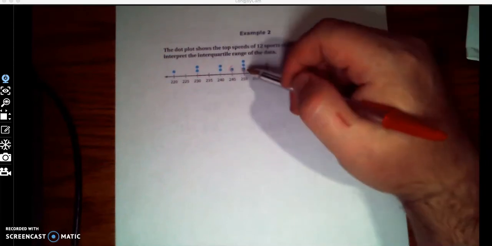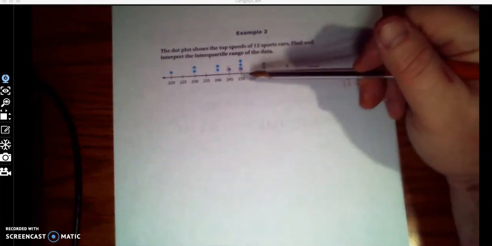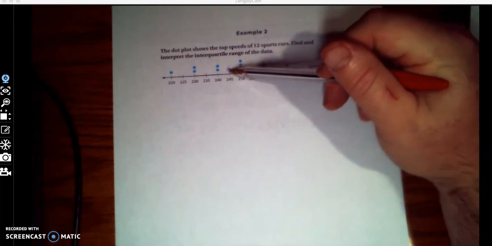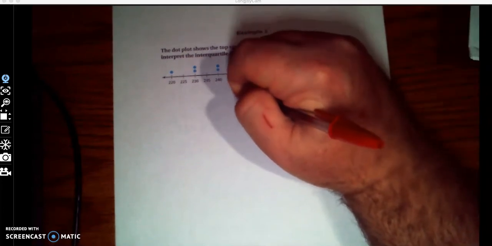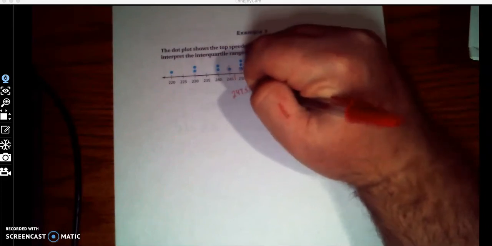Okay? So we add. Now, we could add them together, 250 plus 245, and divide by 2. Or we could just ask ourselves, what is between 245 and 250? And the correct answer would be 247.5. That is our median.